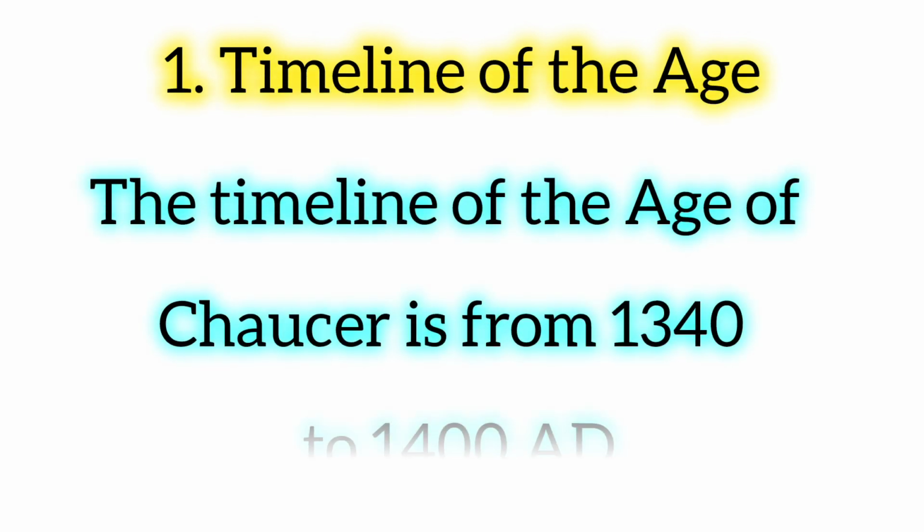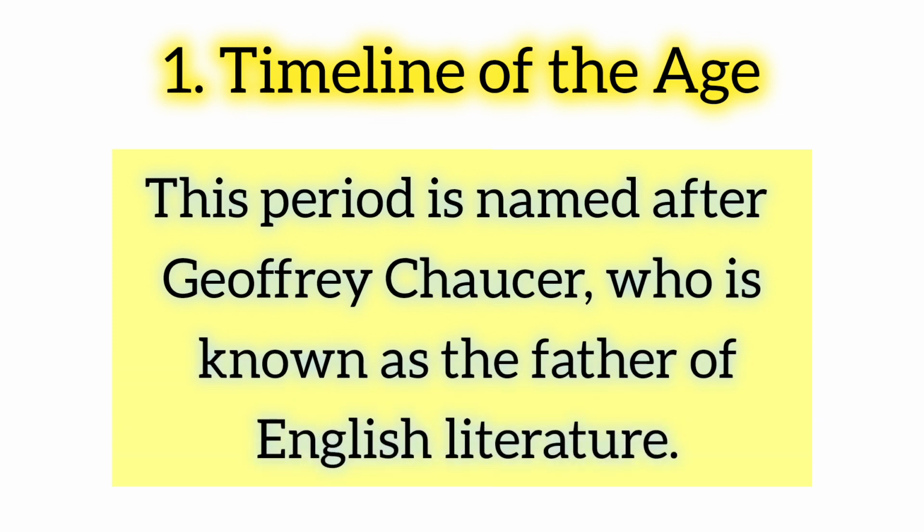The first part of the video is the timeline of the Age of Chaucer. The timeline of the Age of Chaucer is from 1340 to 1400 AD. This period is named after Geoffrey Chaucer, who is known as the father of English literature.